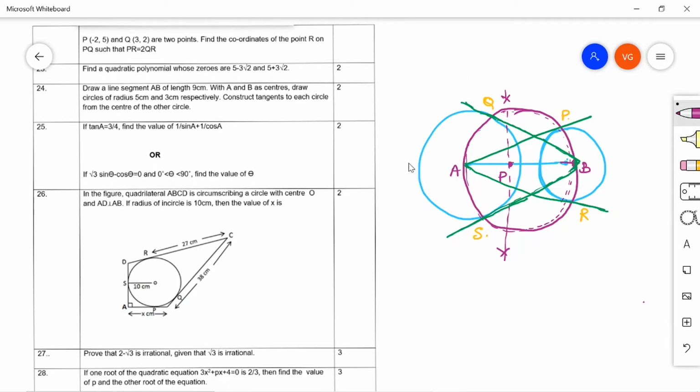Next is question number 24. Draw a line segment AB of length 9 cm. With A and B as centers, draw circles of radius 5 cm and 3 cm respectively. Construct tangents to each circle from the center of the other circle.